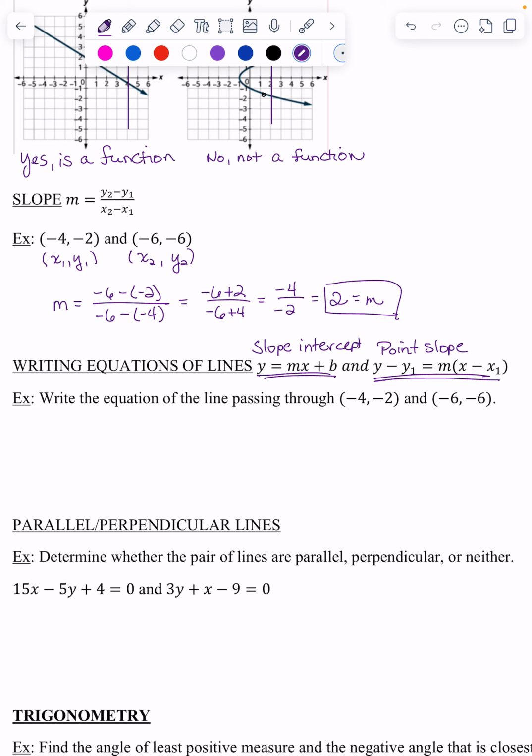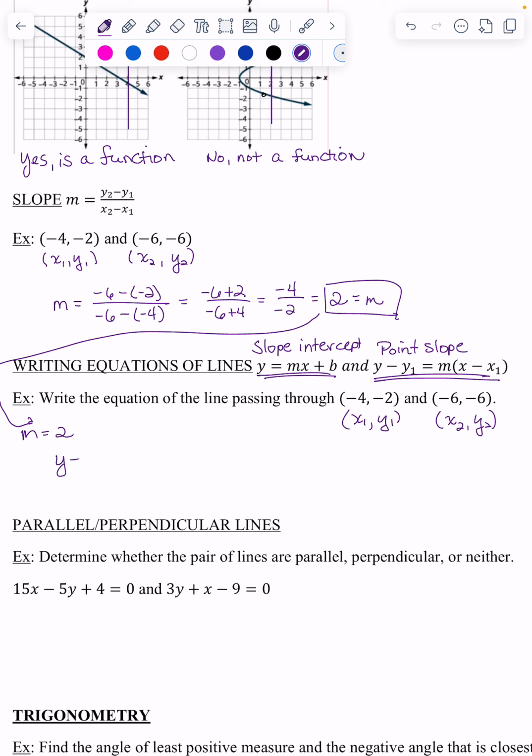Here again, I'm writing the equation for the line passing through negative 4, negative 2. That's my x1, y1. And negative 6, negative 6 is x2, y2. You'll notice those points are exactly the same as above, so I already know that m equals 2 from above. Okay, we'll just bring it on down. All right, so all I need to do is use the point slope form here.